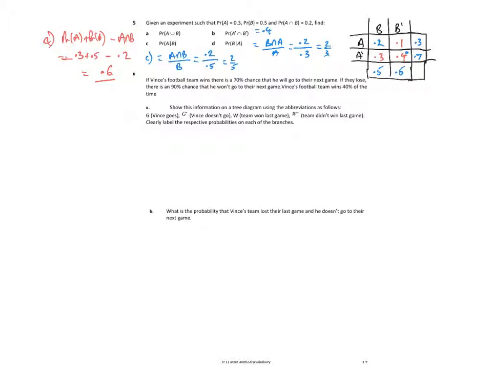Vince's football team wins. There's a 70% chance he'll go to the next game. If they lose, 90% chance he won't go for the next game. So Vince is a fair weather supporter. So let's have a look. They win or they don't win.